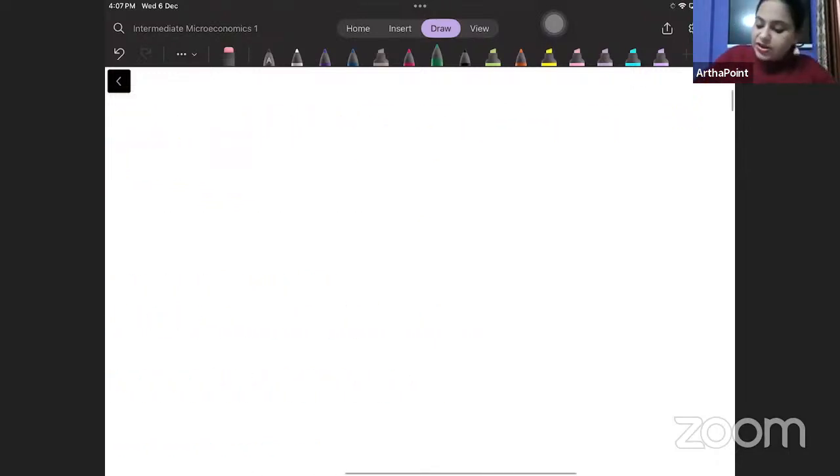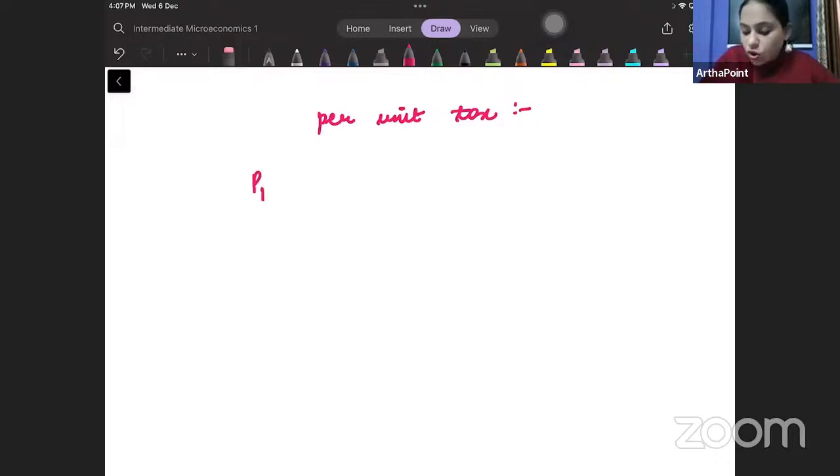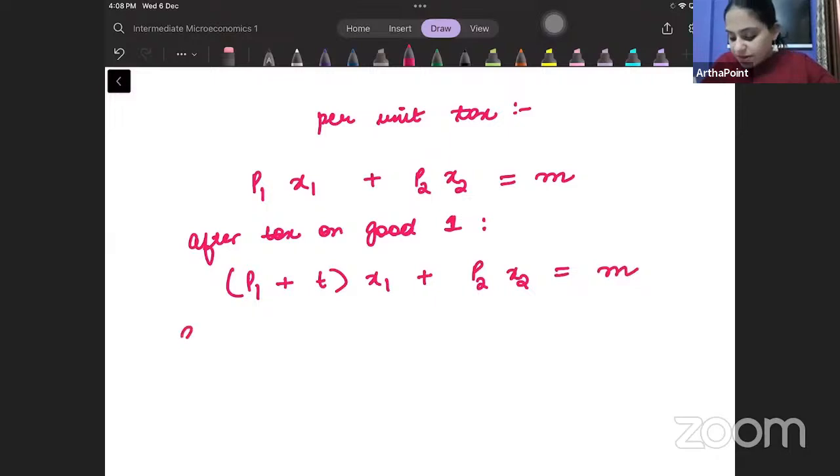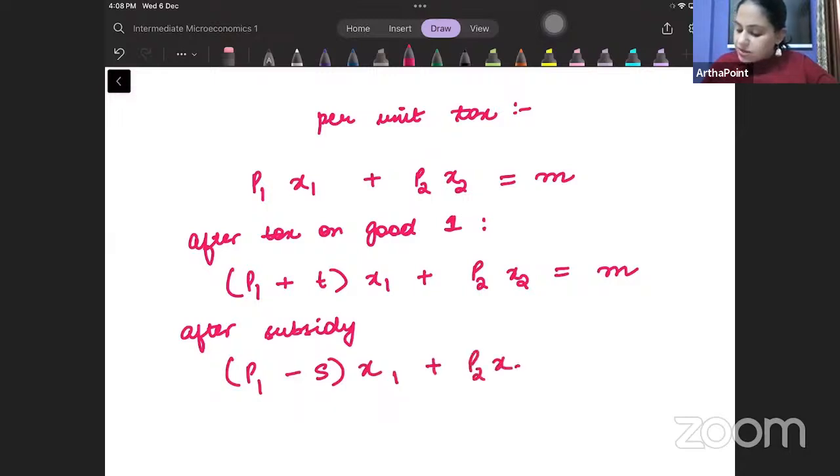Per unit subsidy. तो बेटा per unit की equations लिखते हैं हम. So when you have per unit tax, अगर मैं हर यूनिट पे टैक्स दूंगी, your budget line will become, initially it is P1 X1 plus P2 X2 equal to M. So after tax on good one, per unit tax है beta, so it will become P1 plus T. Price will increase by the amount of tax into X1 plus P2 X2 is equal to M. ऐसे बेटा if you are given subsidy on good X, तो प्राइस गिर जाएगा सब्सिडी की वजह से, price will fall. So P1 minus S X1 plus P2 X2 is equal to income of the consumer.